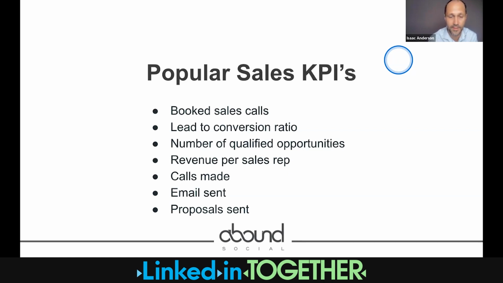Statistically, it has to be a measurable number. What about, in the last month, the number of qualified opportunities we uncovered? What's the revenue that each sales rep is generating? How many calls did they make? How many emails did they send? How many proposals did they send? So these are just popular sales KPIs. There are a lot of other good ones out there, but just to get the ball rolling for you, if this is a new topic for you, those are popular ones.